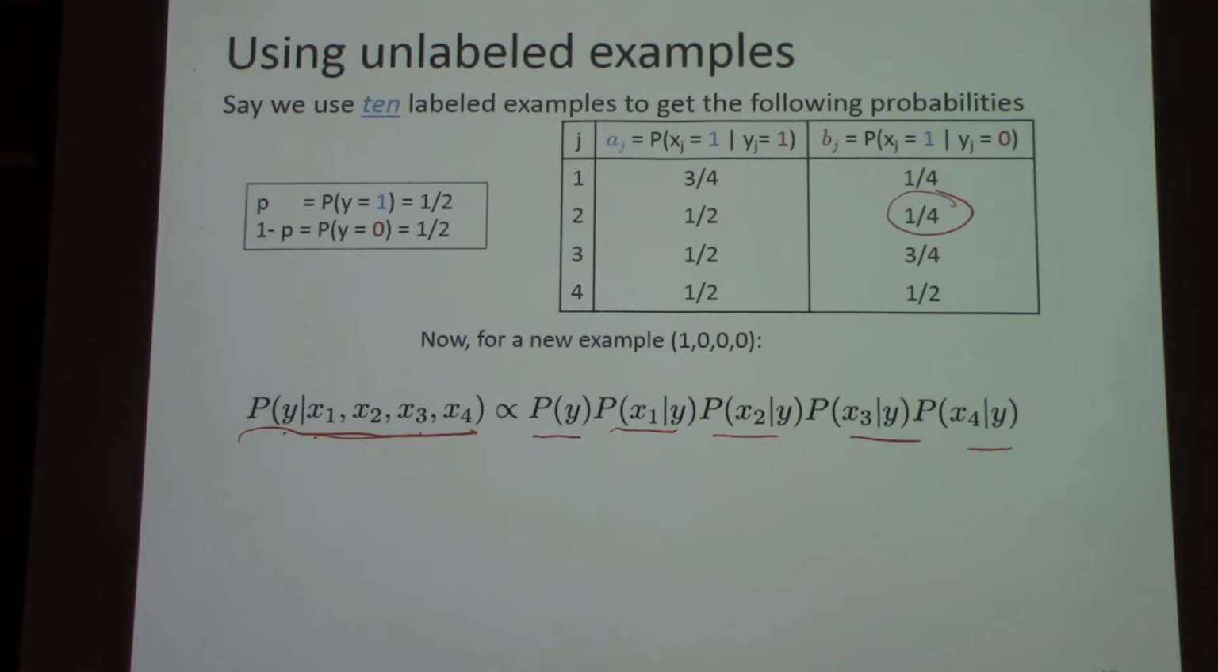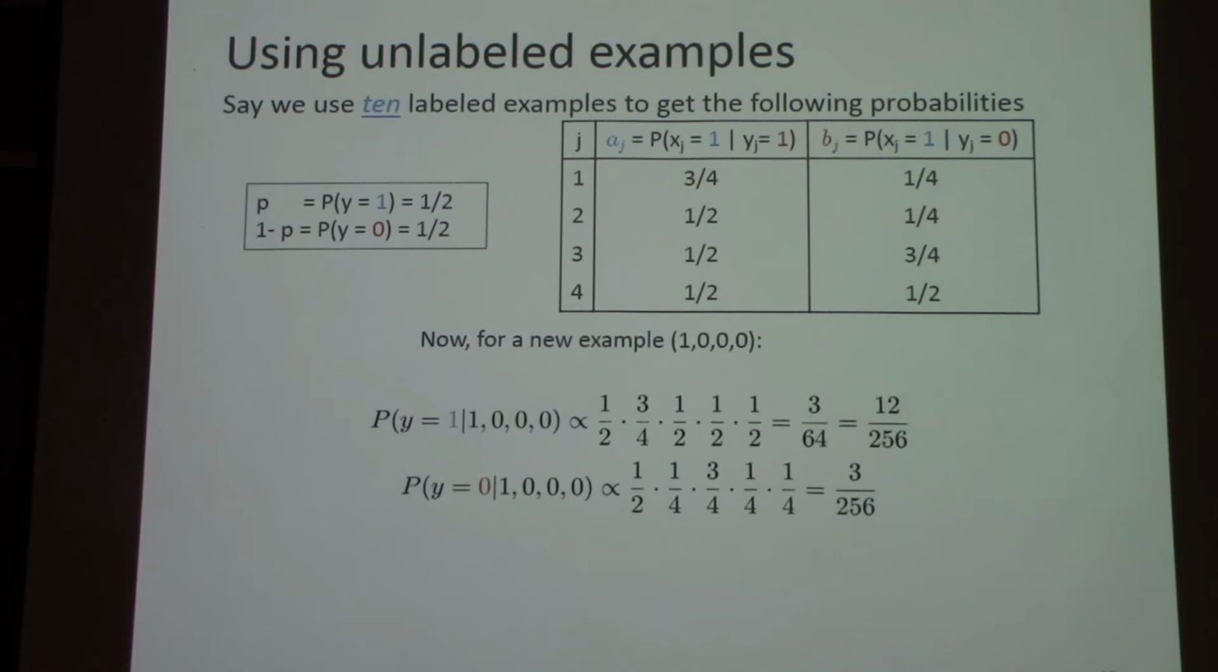We have all these numbers. We know the value of x, which is this, right? So we can just plug in these numbers. I did that. The probability that y is 1 given that the input is 1, 0, 0, 0 is proportional to 12 over 256. The probability that it's 0 for the same example is proportional to 3 over 256, which means the probability that the label is 1 for this example is 12 over 15, that's 4/5, and the other one is 1/5. This is just computing posterior probabilities using naive Bayes. I have a naive Bayes classifier, and I've just computed the posterior probabilities of the labels.